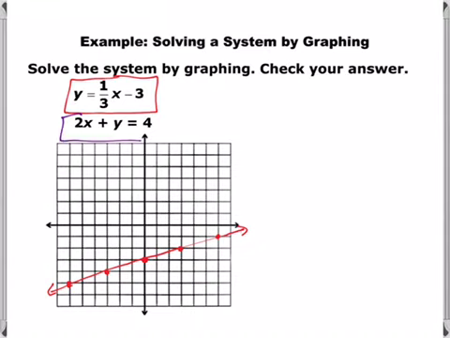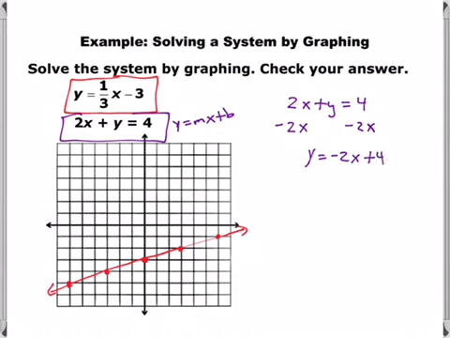The second equation, however, needs to be rewritten into slope-intercept form. In order to do that, we have to move the x to the other side of the equation. So we subtract 2x from both sides, and you've got y equals -2x plus 4. Now we can graph this.